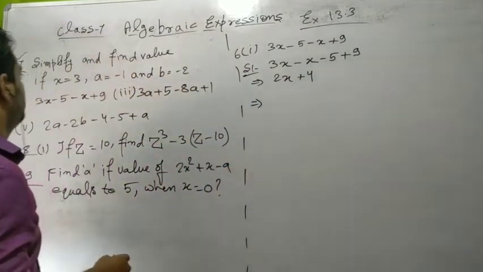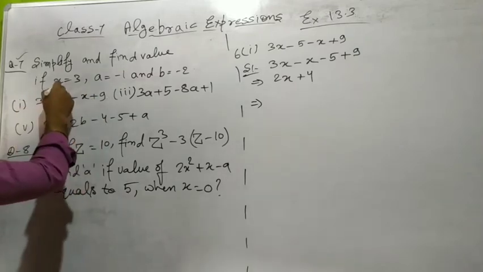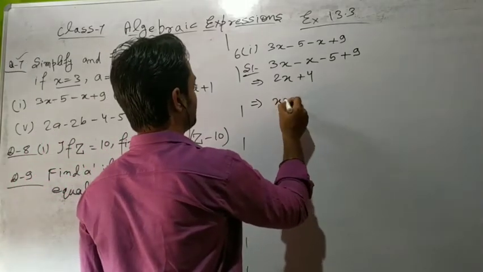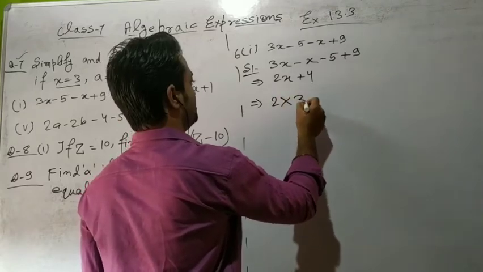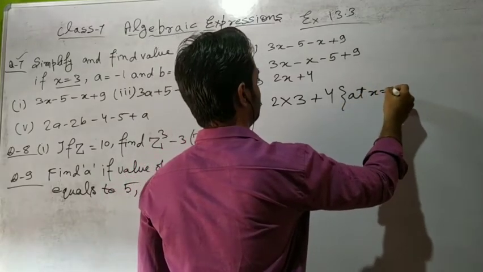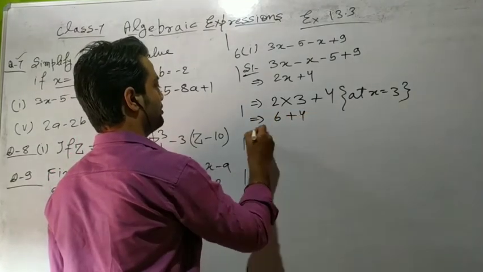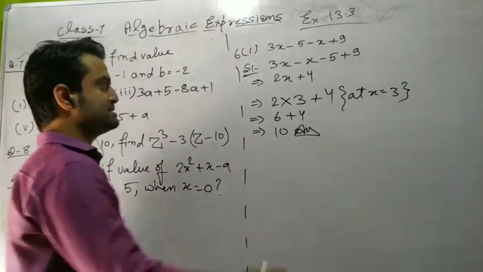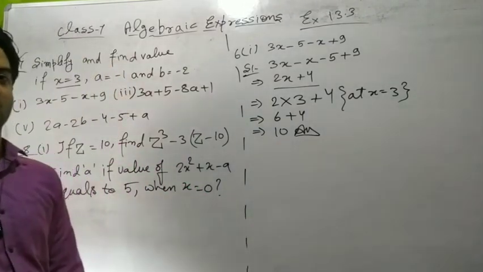Now we will put the value. Since this only contains the variable x, we will put the value of x here. So x equals 3 we will put here. So 2 into, sorry, it is 3 only. So 2 into 3 plus 4 at x equals 3. Now 2 3s are 6 plus 4 we get 10. So this is our answer. This is the simplified version of the given algebraic expression, and after putting value we get the answer.